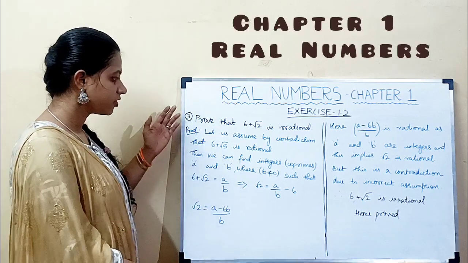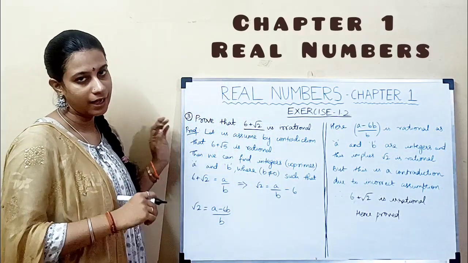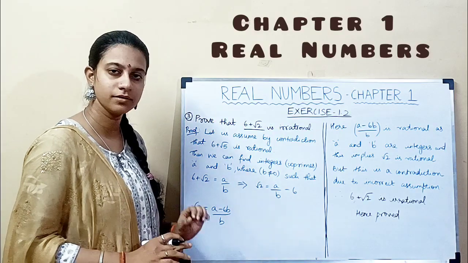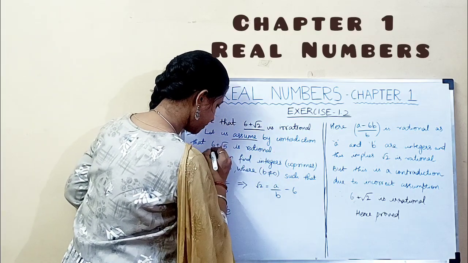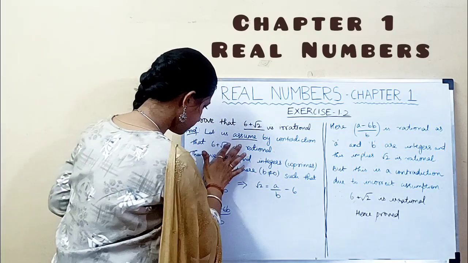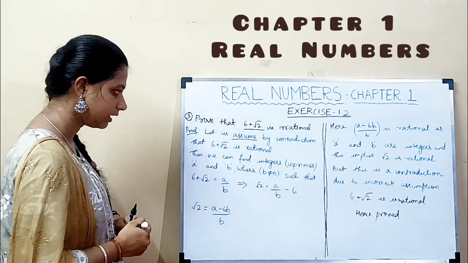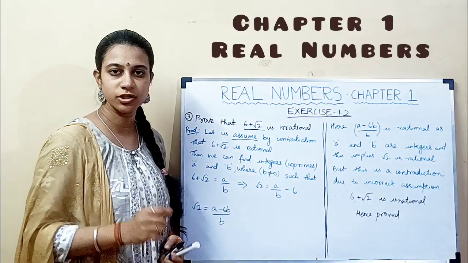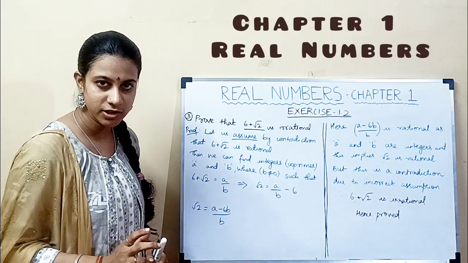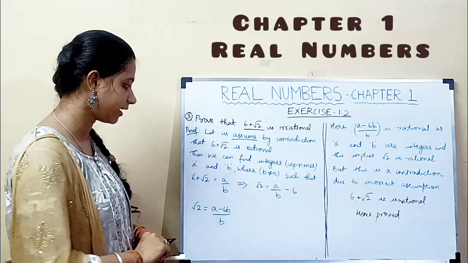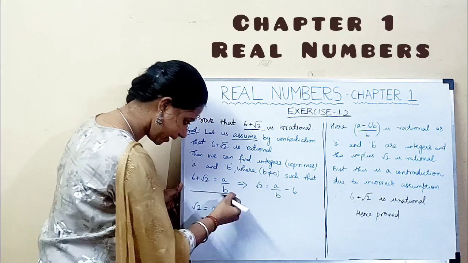Now in this third subdivision it is asked to prove that 6 plus root 2 is irrational. Again we are going to follow the same method, that is the proof by contradiction method. So we assume 6 plus root 2 is rational. When we say a number is rational, we can find two integers a and b such that a and b are co-primes, and we can represent the number 6 plus root 2 as a by b.